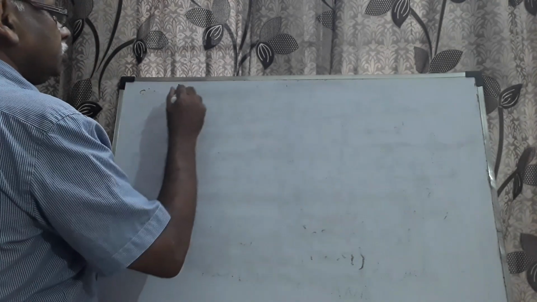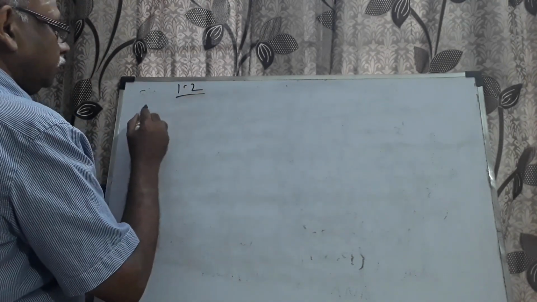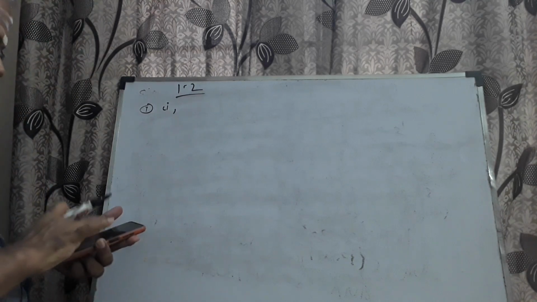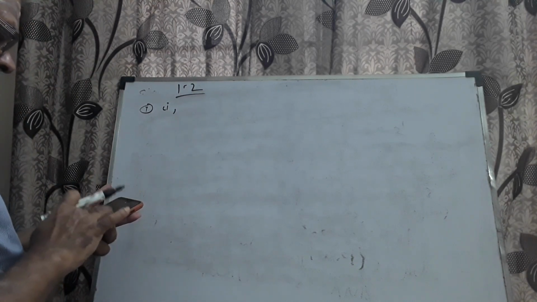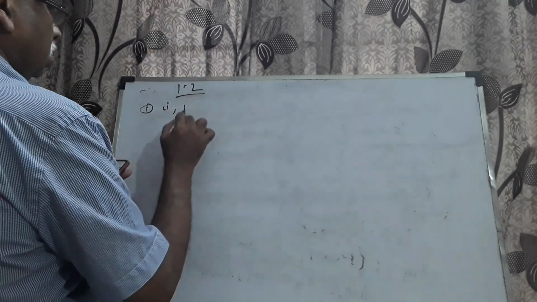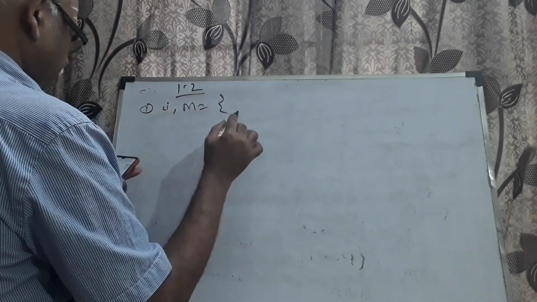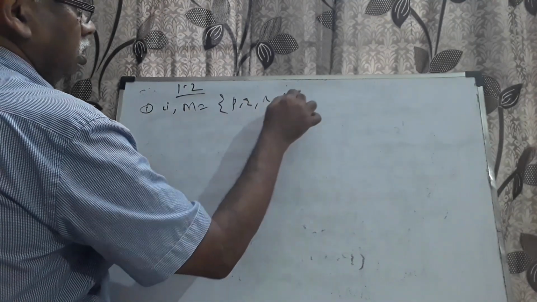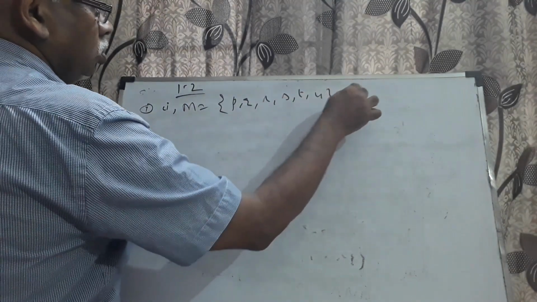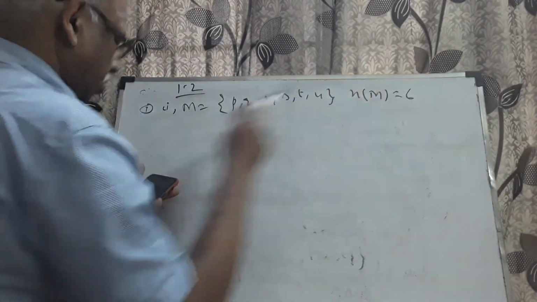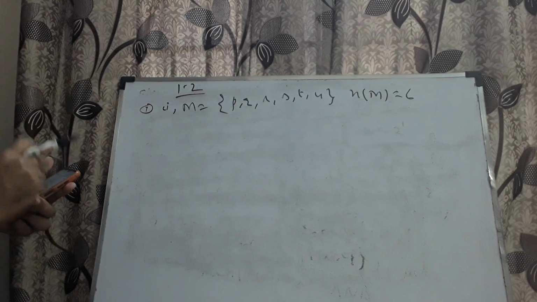Let me write the question quickly. First sum, first subdivision. He says cardinal number means how many elements are there. I am supposed to write M is equal to {P, Q, R, S, T, U}. Now for n of M, here is 1, 2, 3, 4, 5, 6. There are 6 elements here.